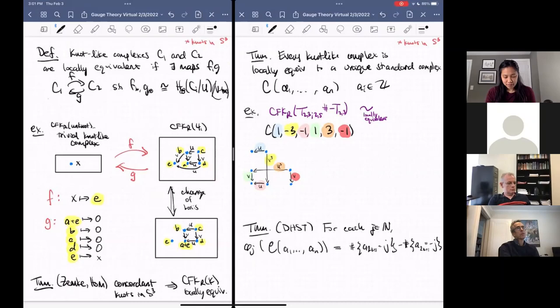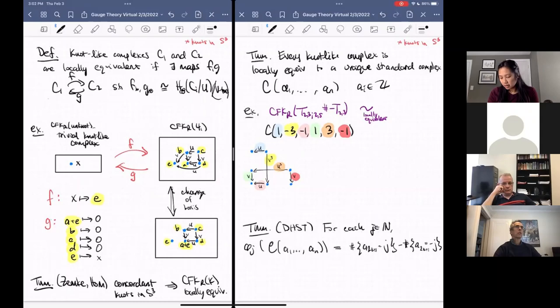So every knot-like complex, it turns out, is locally equivalent to what's called a standard complex, which is parameterized by just a sequence of integers. For example, if I take this connect sum of these two knots, it's locally equivalent to this standard complex. And what I mean by this standard complex is I have generators which are connected by differential maps given by alternating coefficients of U and V, and the powers of U or V are given by the magnitude of that parameter. So this classification theorem allows us to study knot-like complexes by just working with a standard complex, because every knot-like complex is locally equivalent to a standard complex.